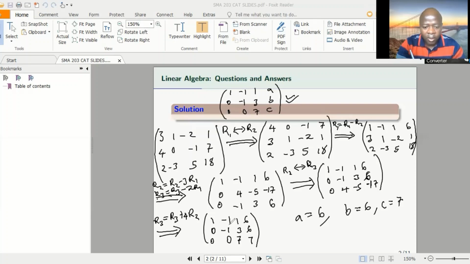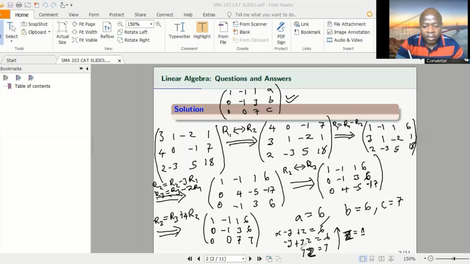What I have there is X minus Y plus Z is 6. In the second equation here, I have -Y plus 3Z is 6. And then this last one, I have 7Z is equal to 7. Now we solve from the bottom going up. This is 0x plus 0y plus 7z. So the last equation implies that Z is 1.